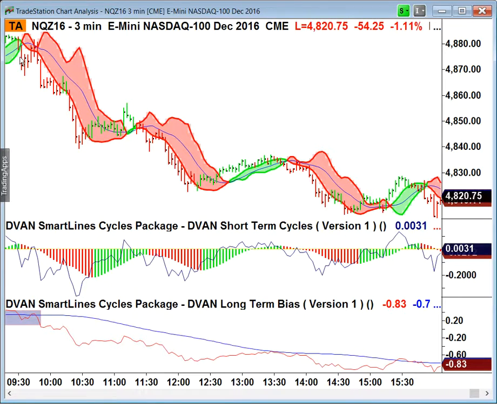So this is a chance. Not saying this is your exact entry and exit point, but using DVAN SmartLines, this is a chance to get a few really good trades in the direction of the longer term trend with multiple confirmation points for entry and exit.